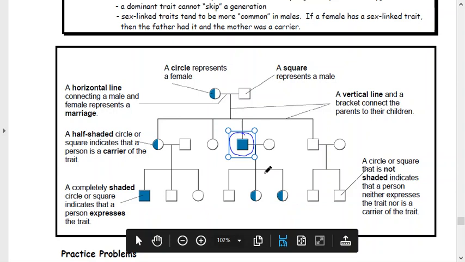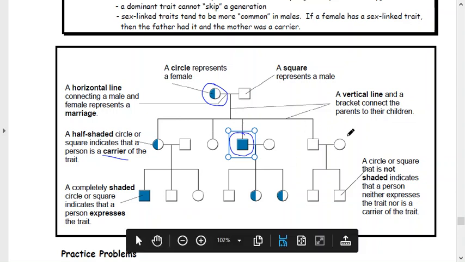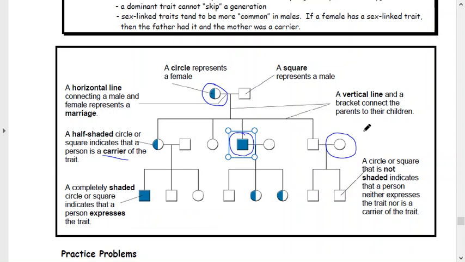Sometimes, if the maker of the pedigree is kind enough to let you know, they will half shade a shape, like up here with this female. A half shaded shape means that individual is heterozygous. It means they are a carrier for that trait. And finally, if a shape is unshaded, that means the individual is unaffected. They do not have whatever phenotype is being shown in the pedigree.